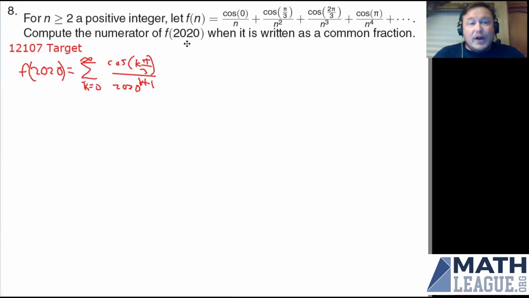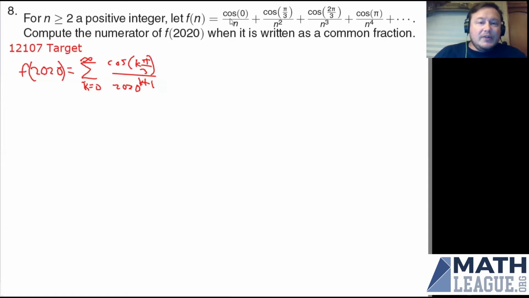We're interested in f of 2020. I'm rewriting it in sigma notation because it's just more efficient to do it that way. If you know how to put things in sigma notation, great. Basically, we're adding a bunch of cosine of somethings over 2020 to some power. If I start off with an index of 0, then I take 2020 to the first power as my first denominator, 2020 to the second power, and so on. So my denominators are always 2020 to the k plus 1.